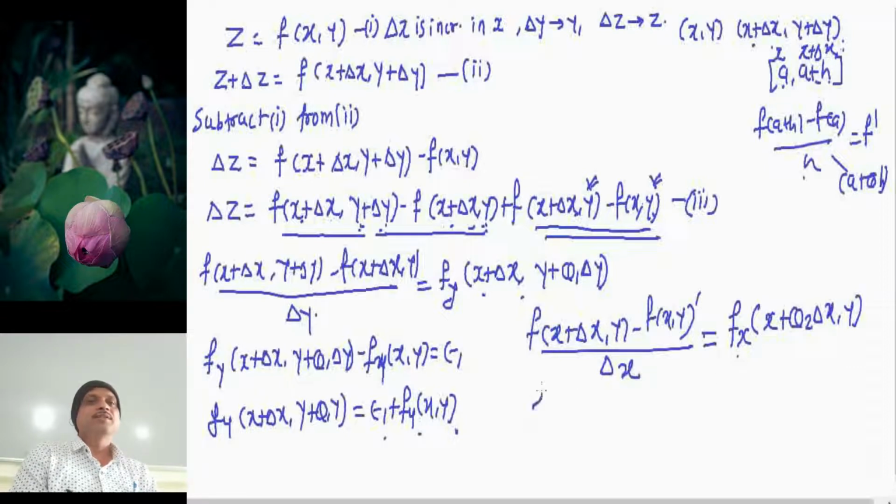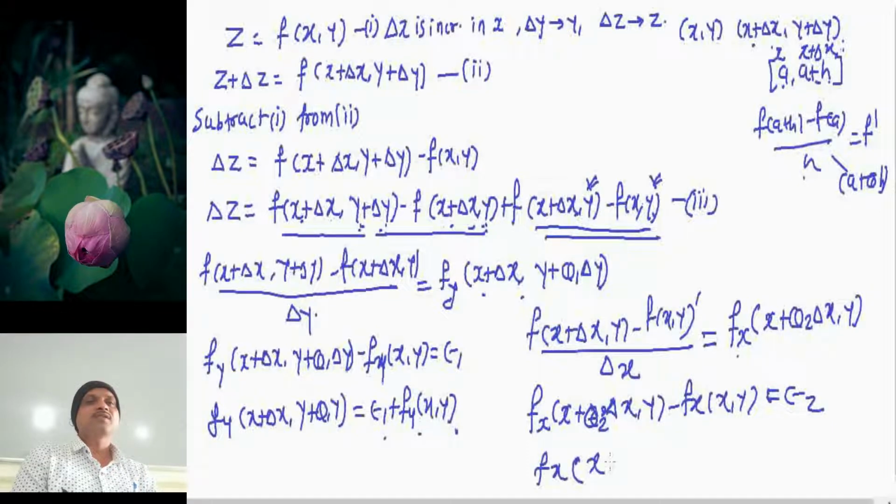Suppose the difference between the partial derivative with respect to x, f_x(x + θ2 Δx, y) − f_x(x, y), is equal to ε2. Then from this, f_x(x + θ2 Δx, y) equals ε2 + f_x(x, y).